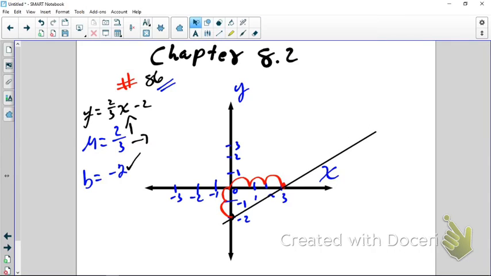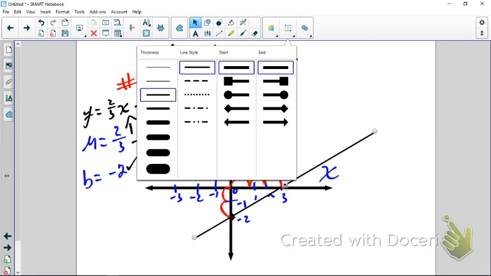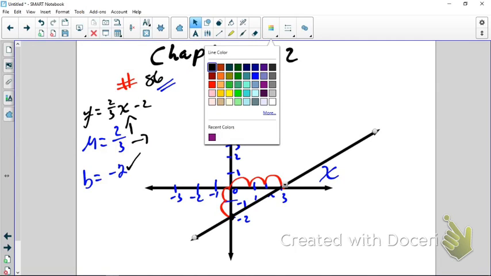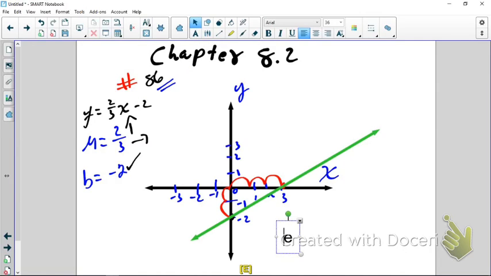Now I get to connect these two. Make sure your line passes through the 2 points. Make sure you put arrows on both of the ends. And voila. Here is the function that we have: y is equal to 2/3 x minus 2.